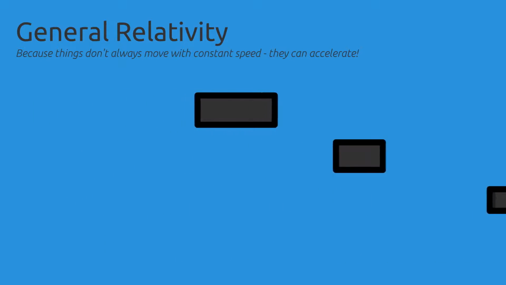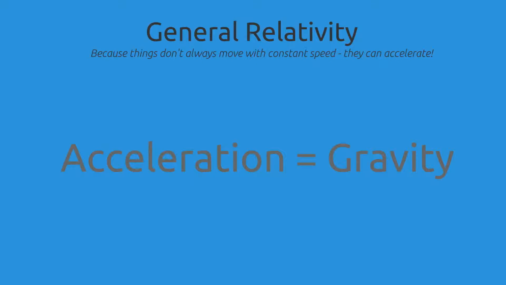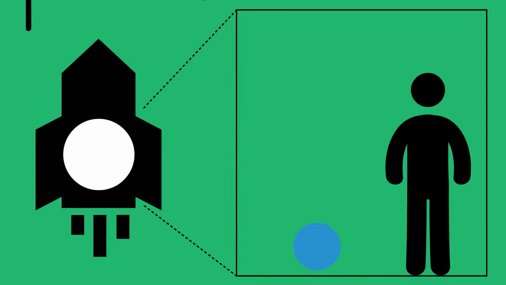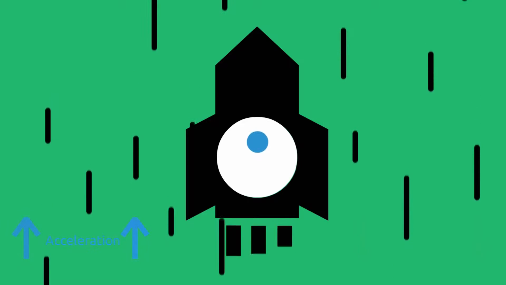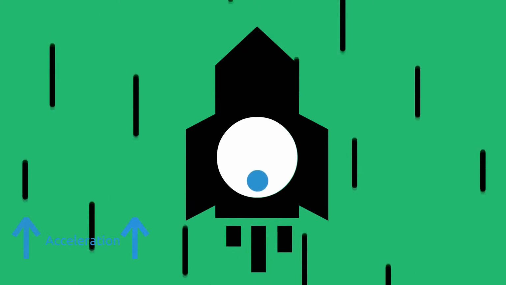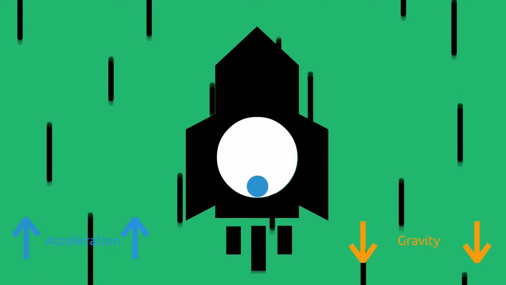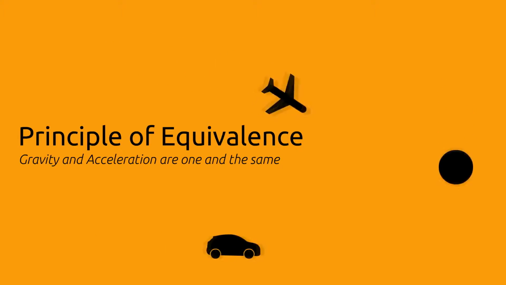Special relativity only dealt with constant speeds, but his new general relativity theory could deal with both acceleration and gravity, which are the same. Your friend drops a ball inside a rocket as he accelerates towards space. It falls to the ground. Did Earth's gravity pull it down, or did the rocket move up to catch it? The answer? There's no real difference. Both are equivalent. Gravity and acceleration are one and the same. This is the principle of equivalence.